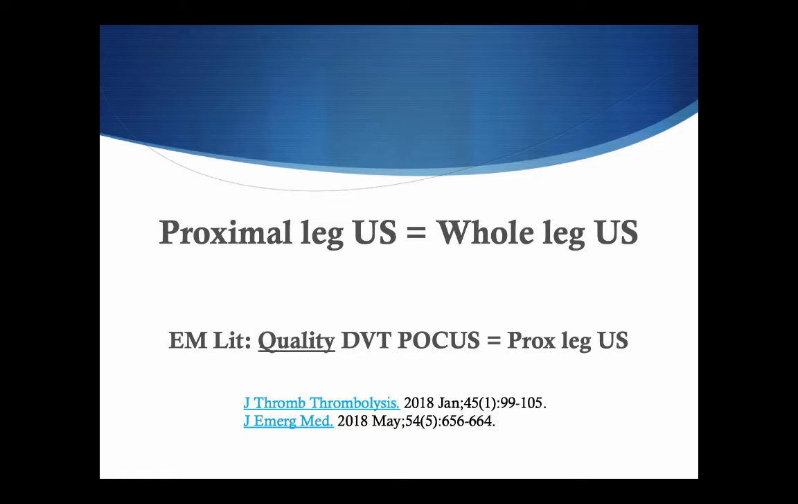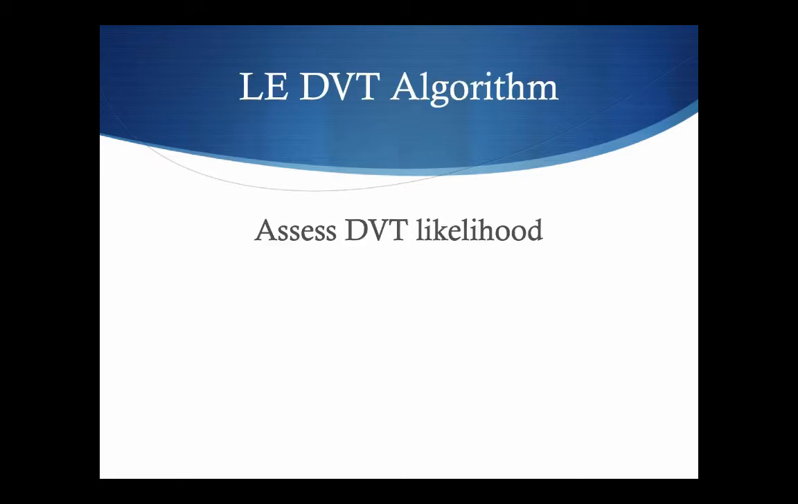And then there's pretty good EM literature that says if you do a quality point-of-care ultrasound, and I'm going to get to the caveats of what a quality DVT point-of-care ultrasound is in a second, that's pretty much equivalent to the proximal leg ultrasound. And so just my kind of truncated, abbreviated algorithm is first assess their likelihood.